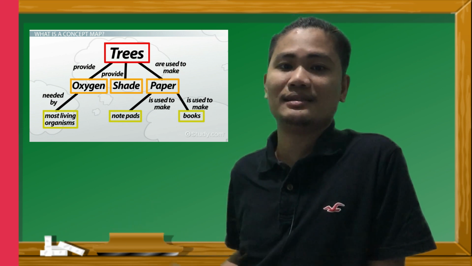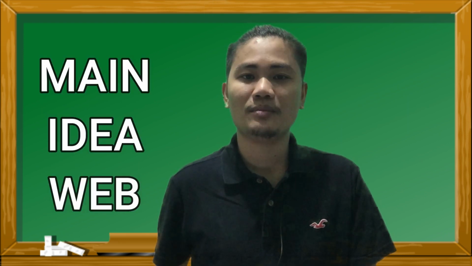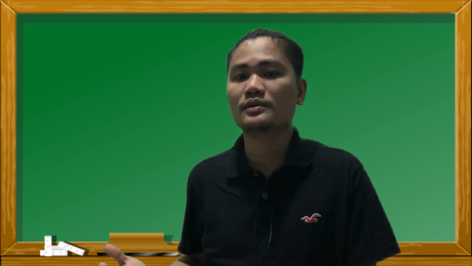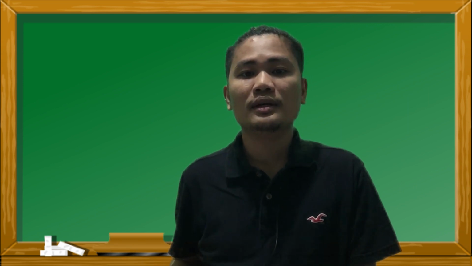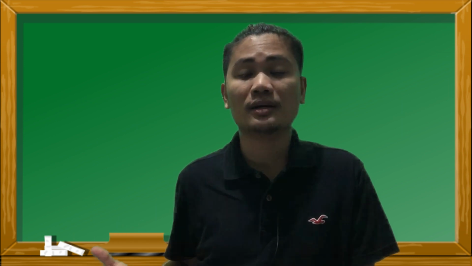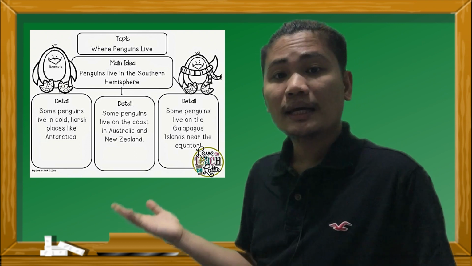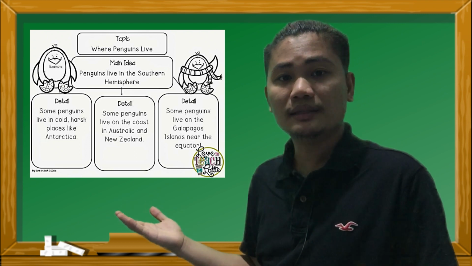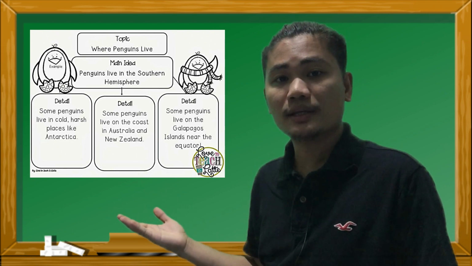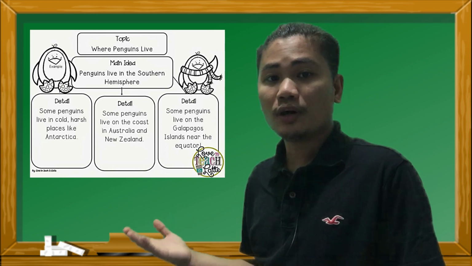The next graphic organizer that I'll be showing you is called the Main Idea Web. Actually, the main purpose of this Main Idea Web is to generate ideas or brainstorm concepts. That is why, as you can see here, details are presented, and these details support the main idea that can be seen on the upper portion of the web.